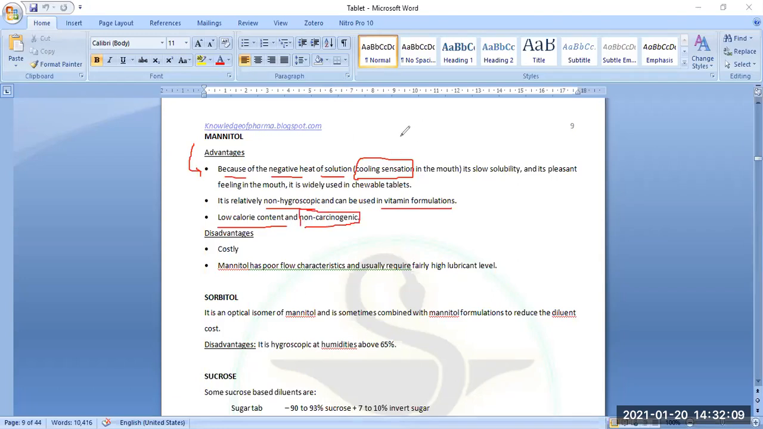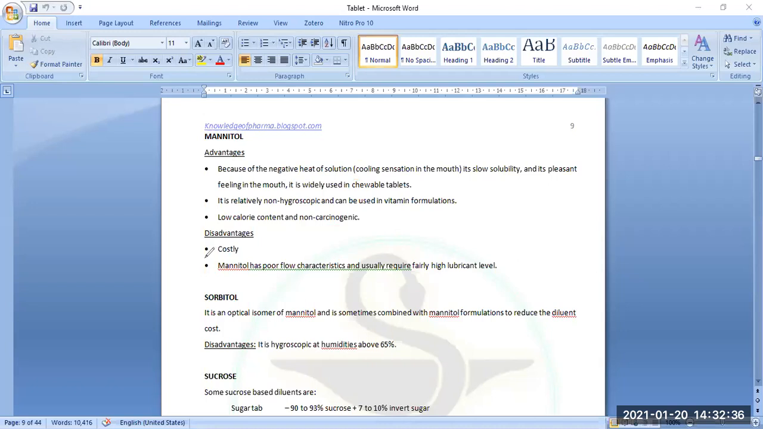There is also a list given by the US FDA, known as GRAS. What is the full form of GRAS? Generally Regarded As Safe. Your ingredient must be included in this GRAS list. So again, the full form of GRAS is Generally Regarded As Safe.